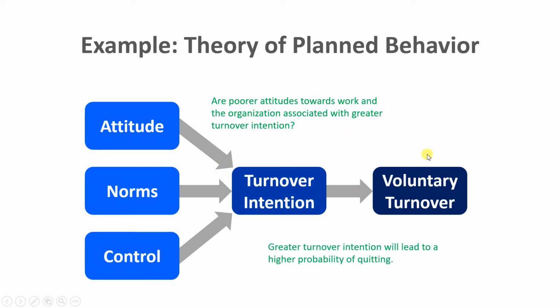Now, next we might look to this next link, or the second link here implied by this theory, which is, let's say that when we're thinking about turnover intention and its potential association with voluntary turnover, that we could actually frame a hypothesis as follows: greater turnover intention will lead to a higher probability of quitting or voluntary turnover. Okay? And so this is where we can use that theory to help understand the problem and the implied phenomenon of interest.